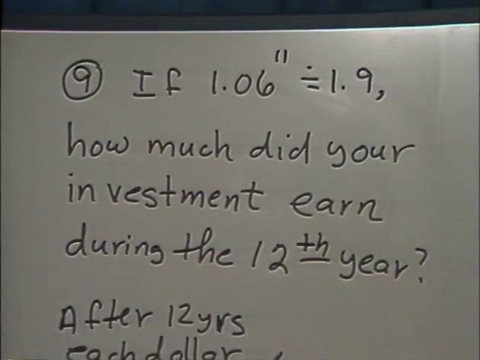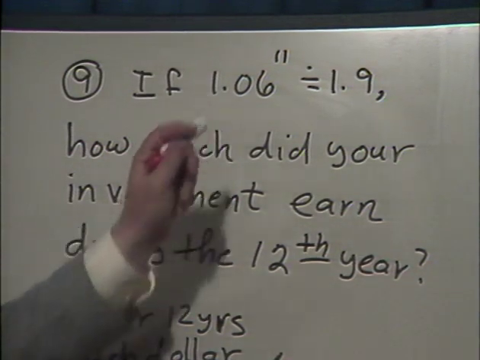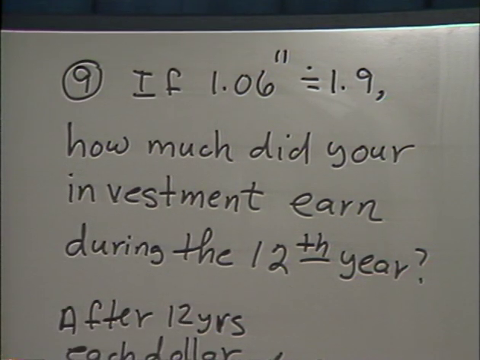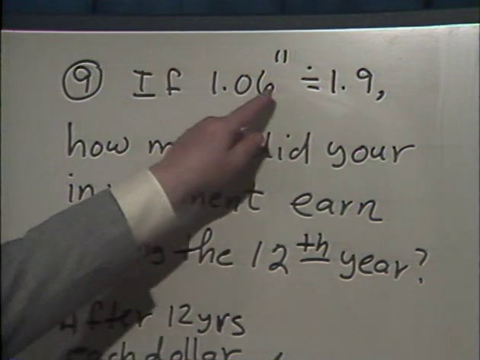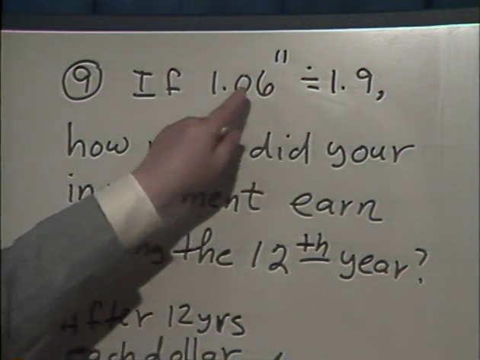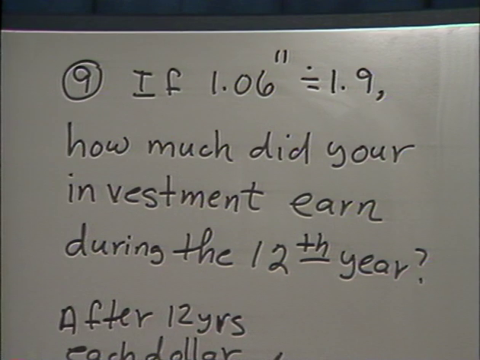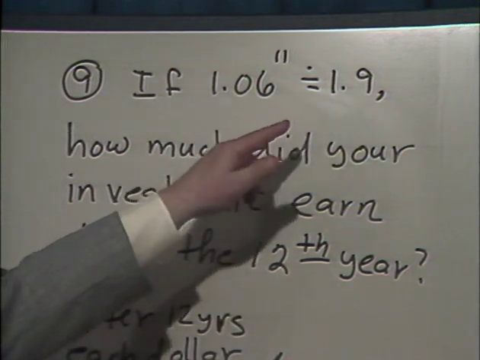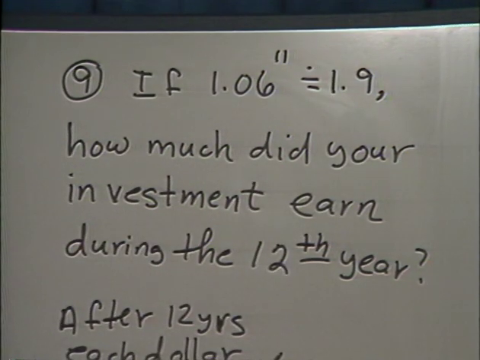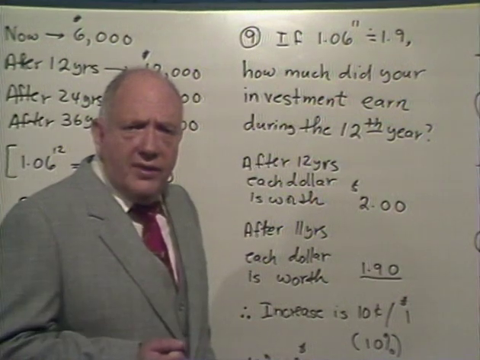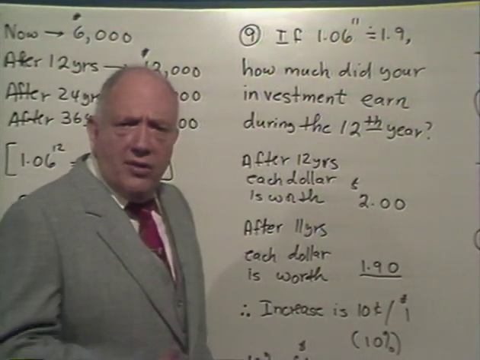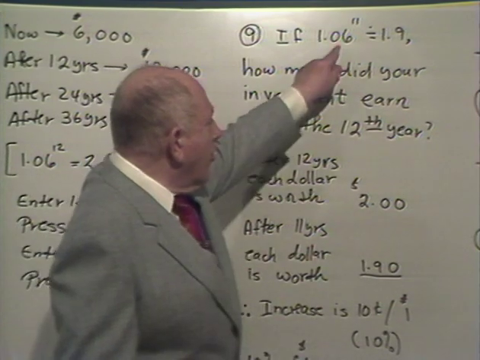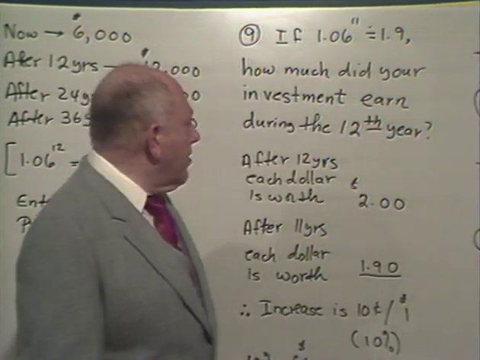See, in problem number 9, it says if 1.06 to the 11th power is approximately 1.9. And what does that mean in plain English? It means that after 11 years, $1, if it's been invested at 6% interest compounded annually, is worth $1.90. That's what that says in plain English. And that's rounded off again, because I don't know whether you have the y to the x key, and if you don't, I don't want to keep you busy doing all of these little manipulations. So to make the problem easier for you, I give you this approximation.